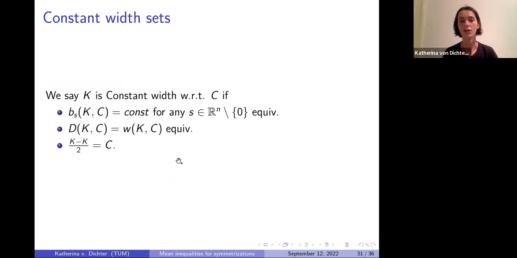And this is also equivalent to saying that K minus K over 2 is equal to C. Usually when you talk about constant width sets, you take C as the Euclidean ball. But this case is not the only one, and we now consider C to be just a symmetric convex set.